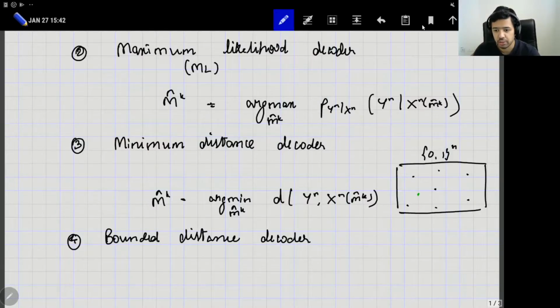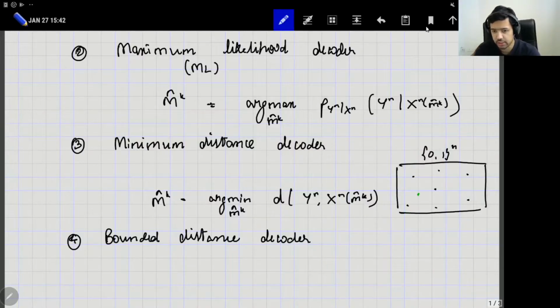What the minimum distance decoder does is the following. You consider some distance and then find the distance of this point to every possible code word. Find the distance to this code word, find the distance to this code word, and so on. So you find the distance to every code word and choose the code word which minimizes the distance. So basically, given the received sequence, you choose the code word which is closest to the received sequence. In this particular case, let us say that this is the closest sequence, then the minimum distance decoder basically outputs this particular code word.